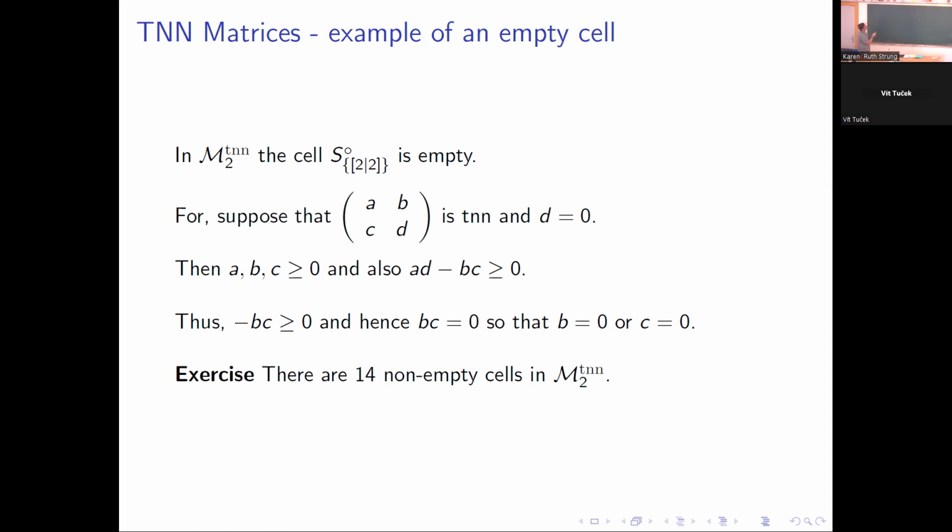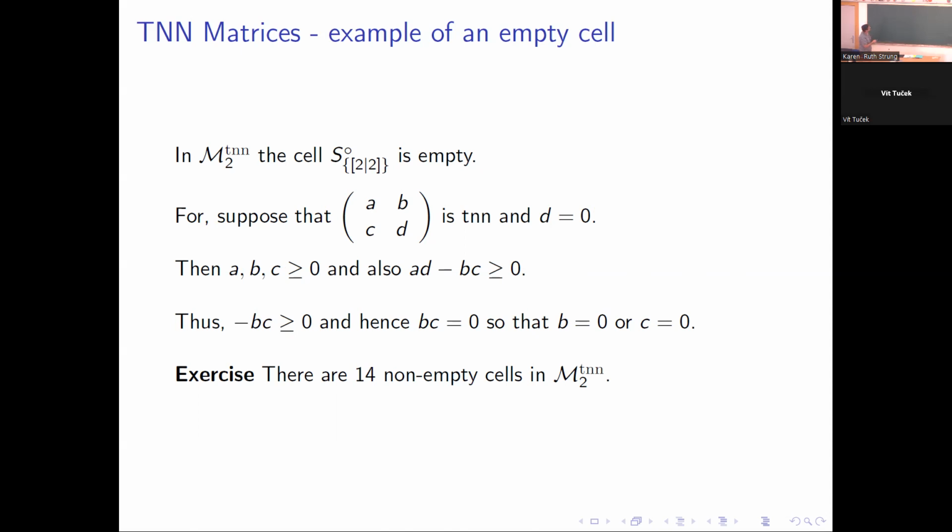But D being 0 means, with A, B, C being non-negative and the determinant being non-negative, that it forces minus BC to be non-negative. But B and C are non-negative. So this forces BC to be 0, and so B or C is equal to 0. So this D cannot be the only 0 minor in that case. You have to have another one. Hence why this cell is empty. If you want to have 2 in the defining set of the cell, then you need to have as well 1, 2, or 2, 1.